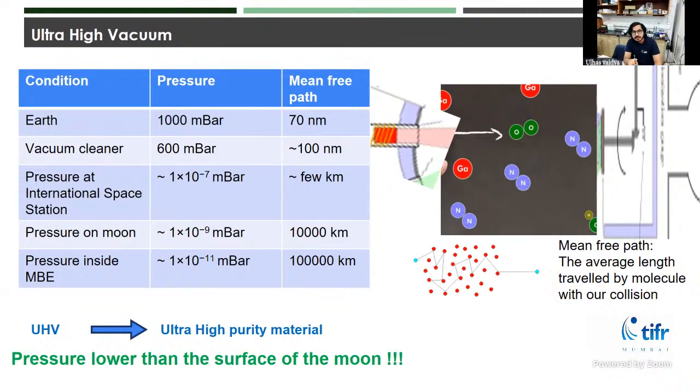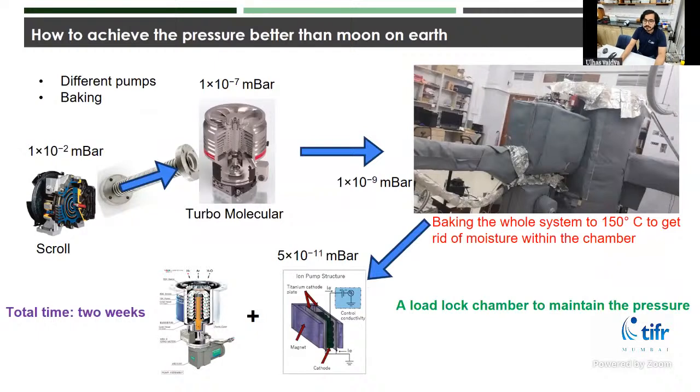Another important point of ultra high vacuum is to get very high purity material, because these gases and other things can react with your thin films, and your material amount is very small. So a very small amount of impurity is a lot for thin films. That is why it is very important to maintain the ultra high vacuum. It is not very easy to reach, because the pressure is lower than the surface of the moon. To do that, we use different kinds of pumps and baking.